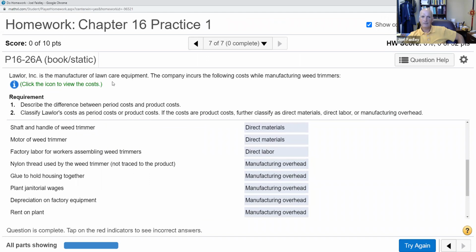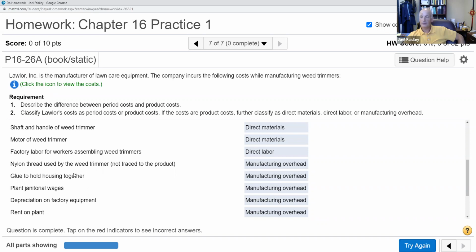So here's the manufacturer of lawn care equipment. The shaft and handle of the weed trimmer and the motor are direct material, right? Factory labor, those assembling, that is direct labor. What about this nylon thread? It's not traced to the product. That's why it's just going to be put into overhead and allocated in some rational manner.